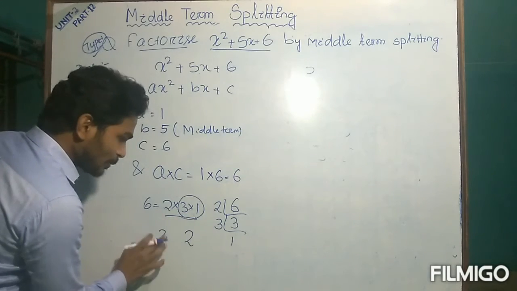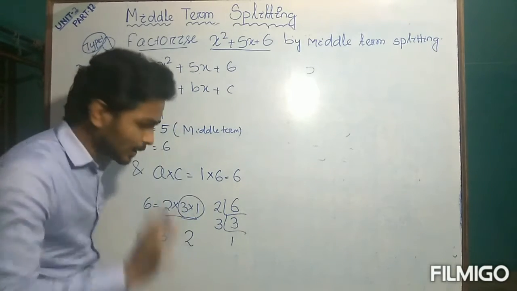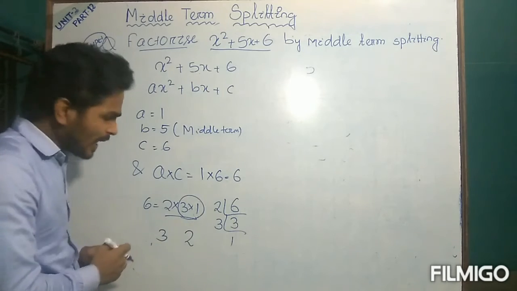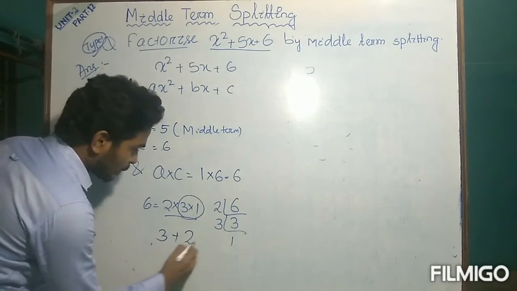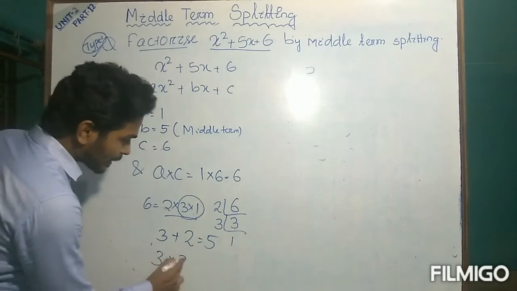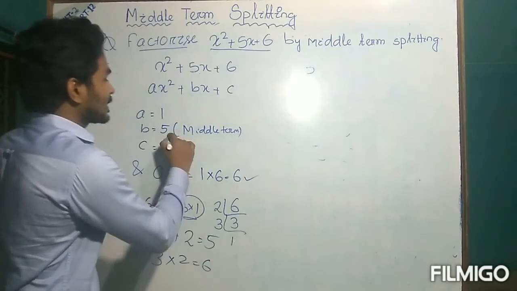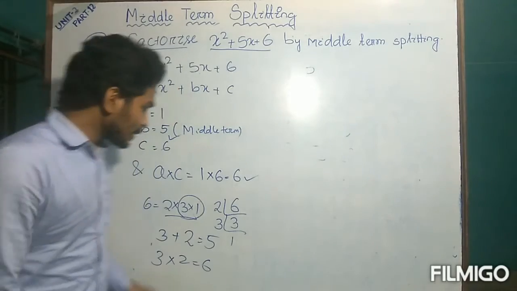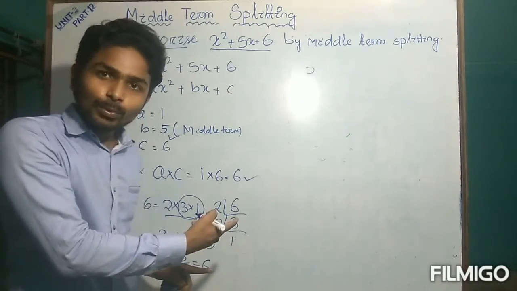So 3 into 1 is 3, we can take, and 2 is another number. So we have 2 numbers, 3 and 2. Let us add them. It will give 5. Let us multiply them. It will give 6. So it is clear now. So the 2 numbers will be 3 and 2.